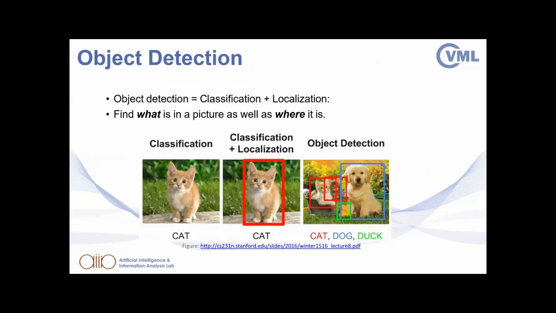On the left, there's an example of classification, where the model identifies that the image contains a cat. The middle image is classification and localization, where the model identifies the cat and places a bounding box around it. And the third image is the actual object detection, where the model identifies multiple objects, cat or dog or other objects, and provides bounding boxes for its detected objects.